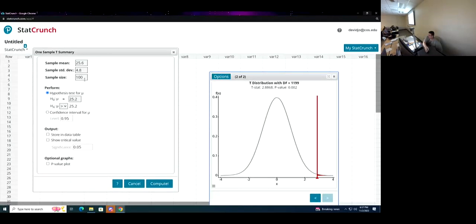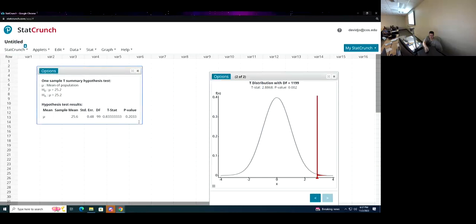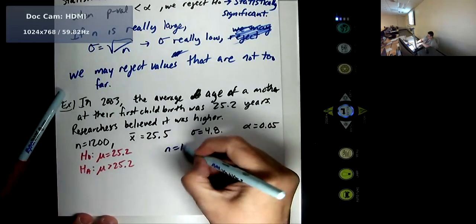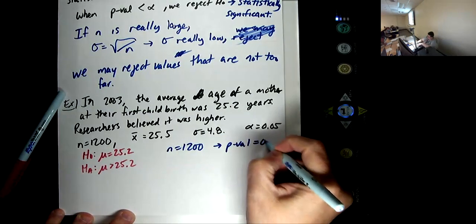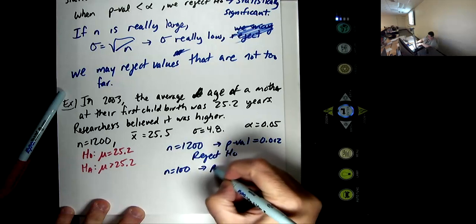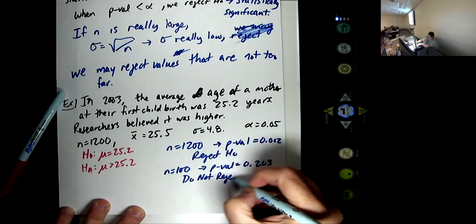If we had just used a different sample size and got the same information, we would have had a p-value of 0.2033. So 0.002 for 1200, 0.2033 for 100. We wouldn't reject H naught. So by having n really large, we've said it's statistically significant. With n equals 1200, the p-value was 0.002 and we reject H naught. When n equals 100, the p-value was 0.203 and we do not reject H naught. That's the only difference.